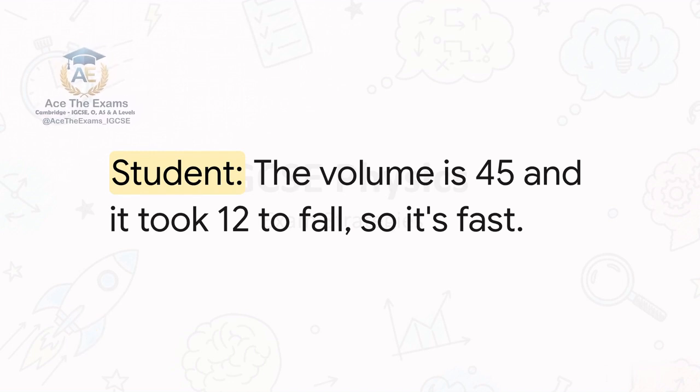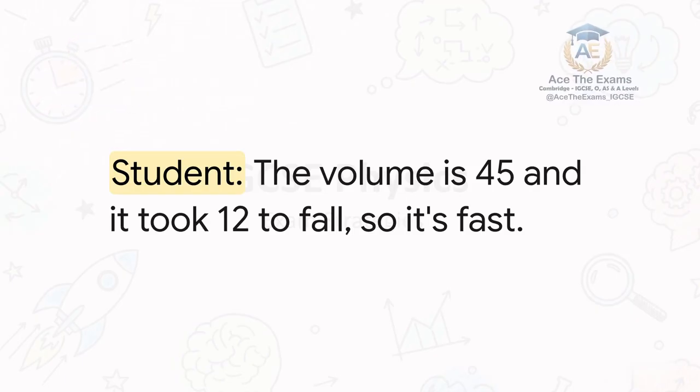Check out this mock student conclusion. "The volume is 45, and it took 12 to fall, so it's fast." Okay, I want you to pause, predict, and spot exactly why this answer is guaranteed to score 0 marks. Think back to those common traps we just went over. What's missing here that makes this scientifically totally unacceptable?